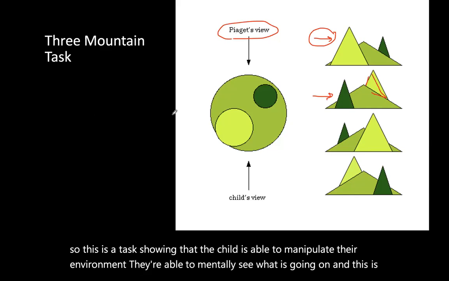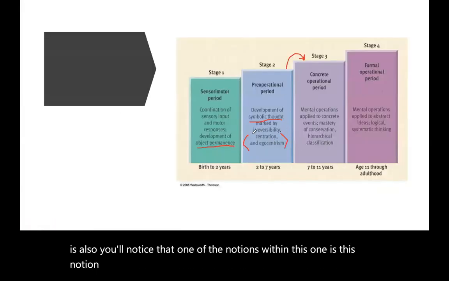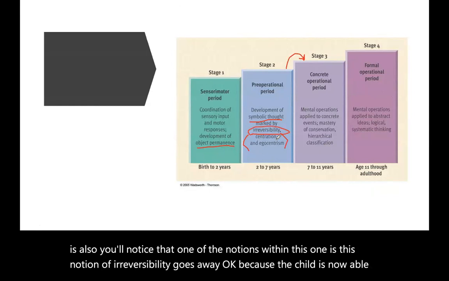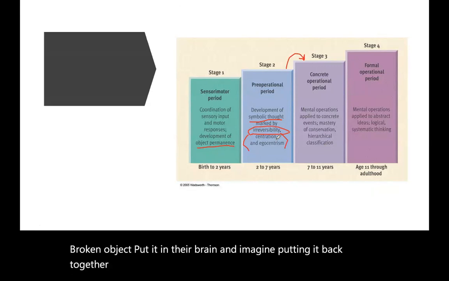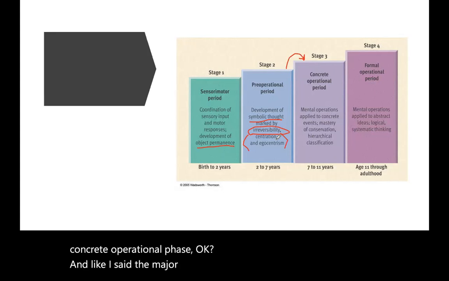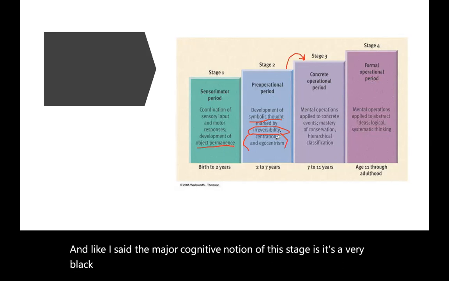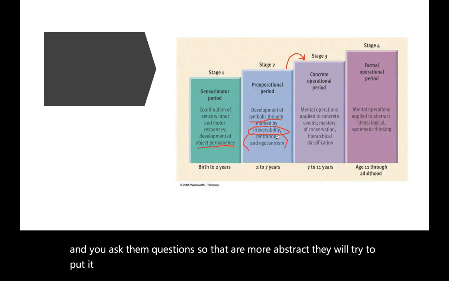And you'll notice that one of the notions within this one is that irreversibility goes away, okay? Because the child is now able to take that broken object, put it in their brain, and imagine putting it back together. So the notion of irreversibility goes away when we're in the concrete operational phase, okay? And like I said, the major cognitive notion of this stage is that it's a very black and white zone. If you talk to young children during this time and you ask them questions that are more abstract, they will try to put it in some concrete form, okay?